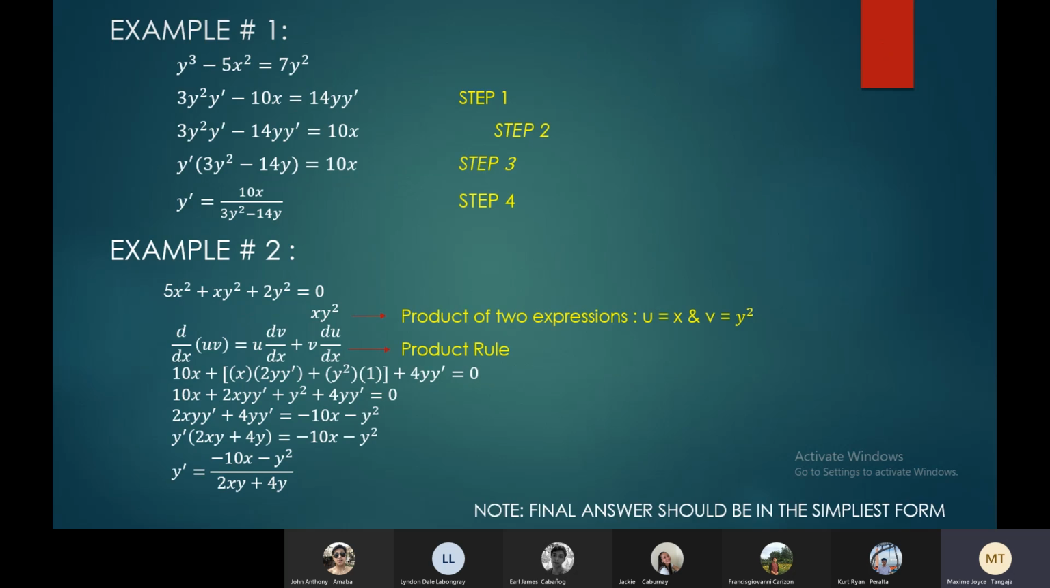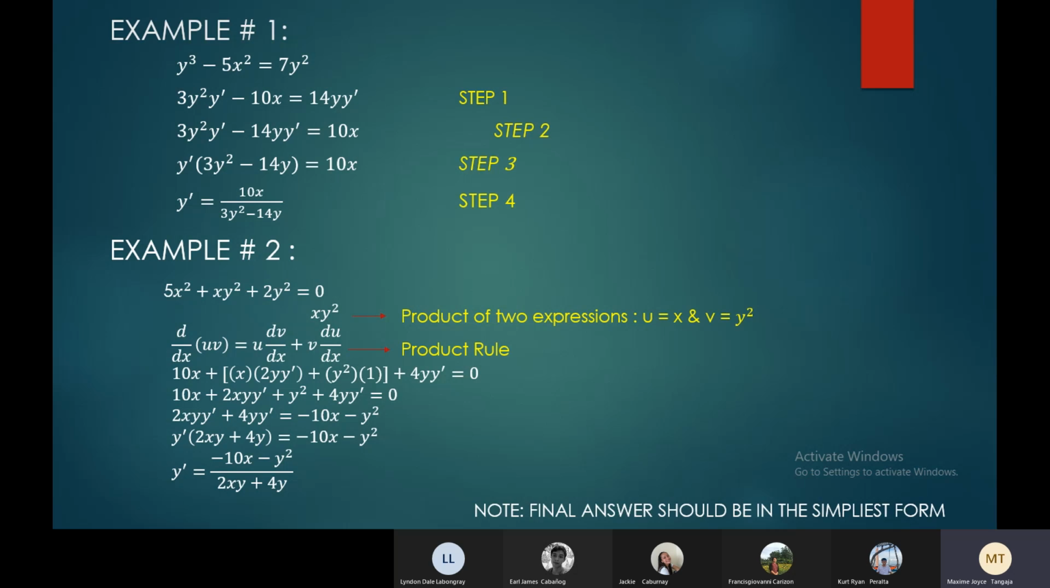Example number 1. The given is y cubed minus 5x squared equals 7y squared. The first thing you must notice or test is whether there are rules you can see, like whether you can apply the product rule or any differentiation rules. For this one, the given is basic. So y cubed minus 5x squared equals 7y squared. Proceed on differentiating. So 3y squared y prime minus 10x equals 14y y prime.